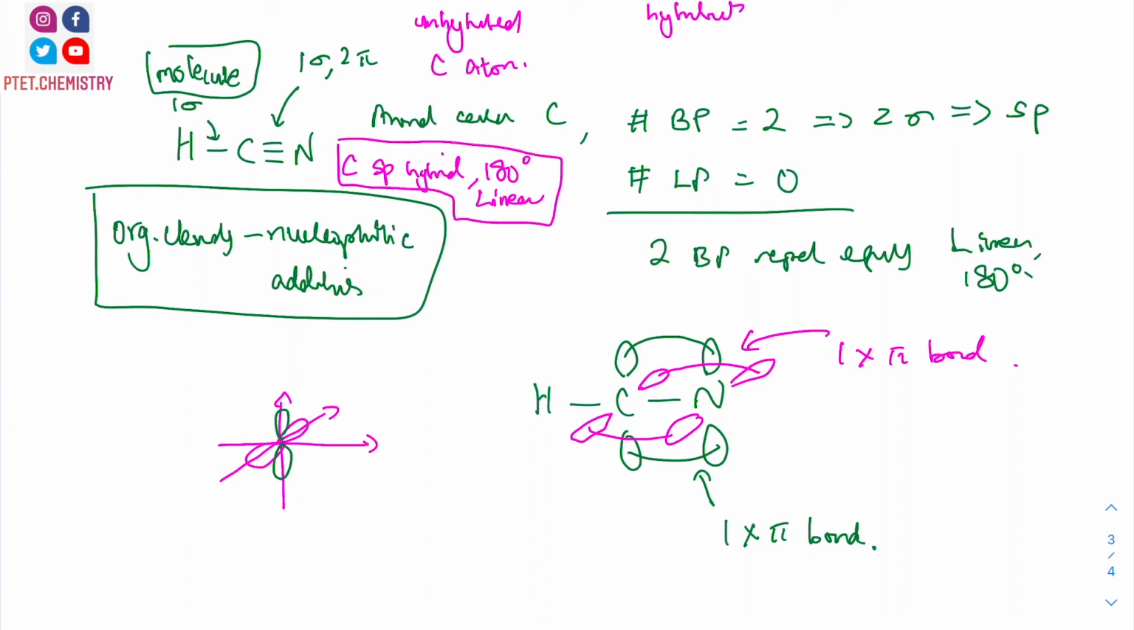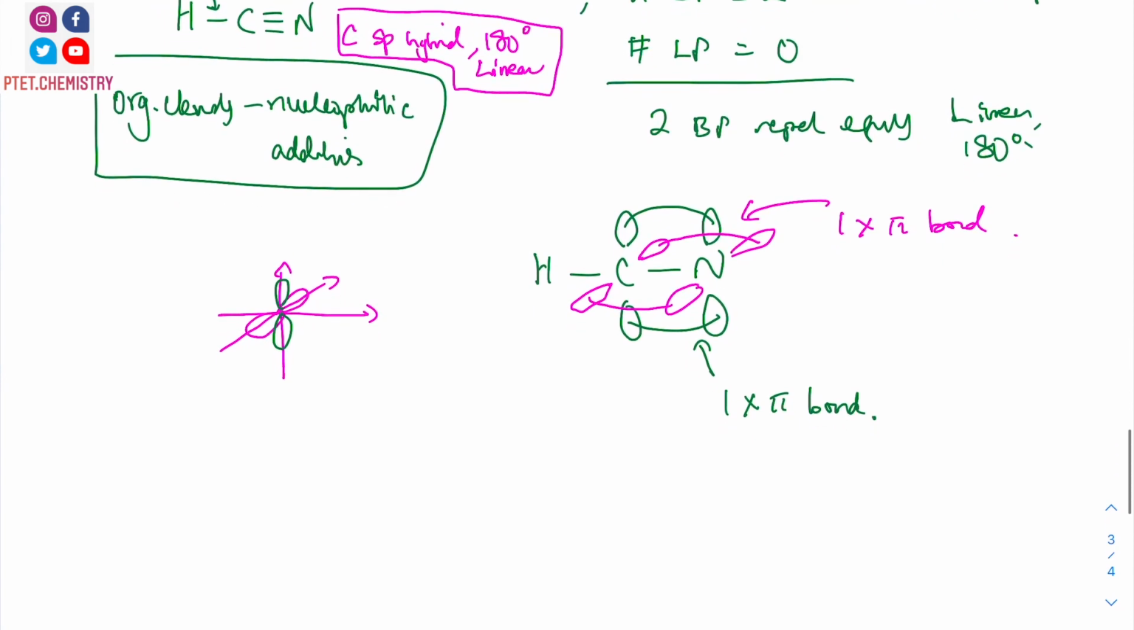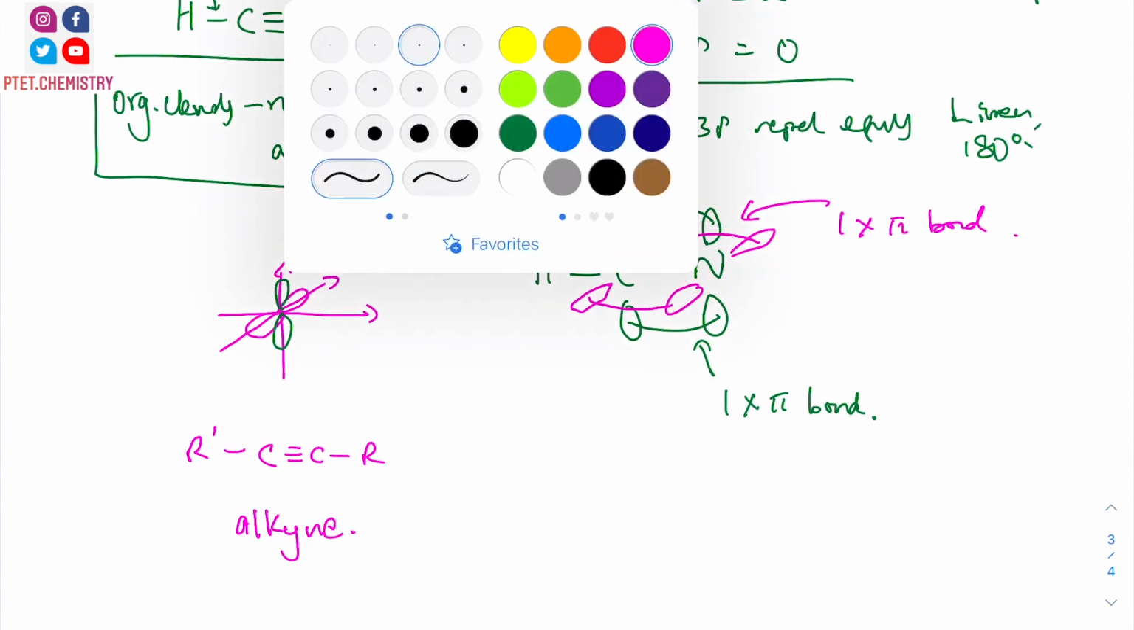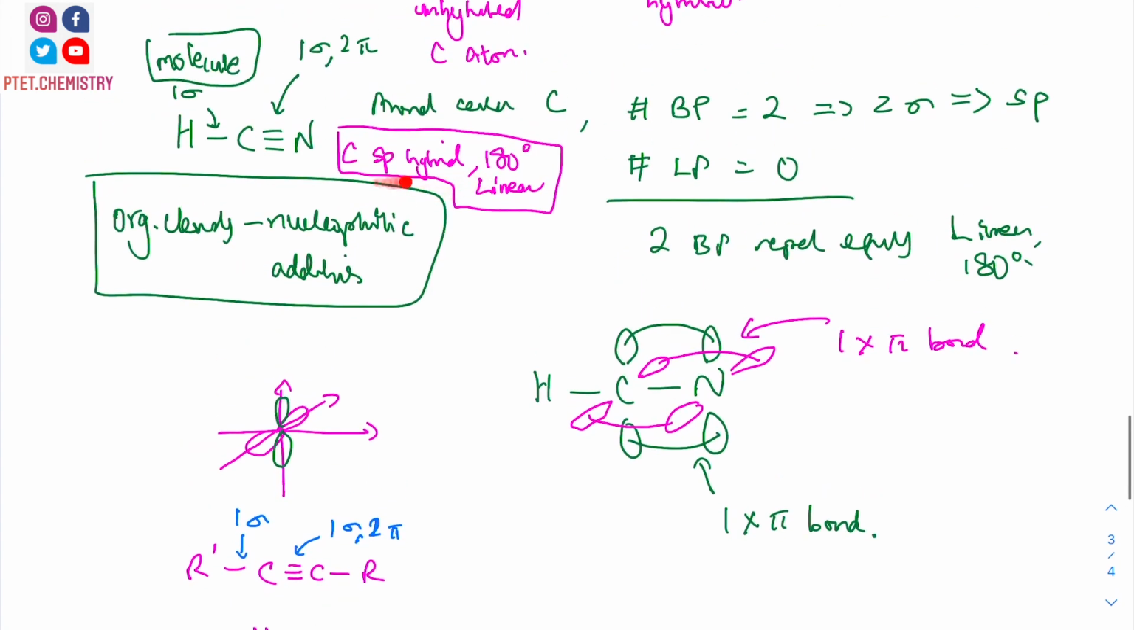Okay, where else do you see a linear carbon? There is another molecule which you don't do in A level, but you can imagine this thing is called an alkyne. This carbon has 1 sigma bond here, 1 sigma and 2 pi, and 1 sigma. So altogether this carbon has 2 sigma, and it will have this sp hybrid 180-degree linear geometry as well.